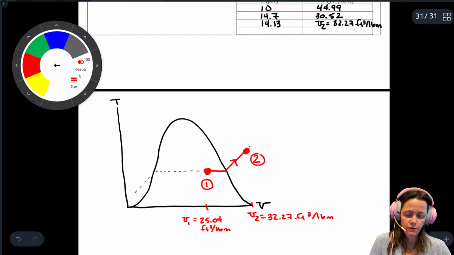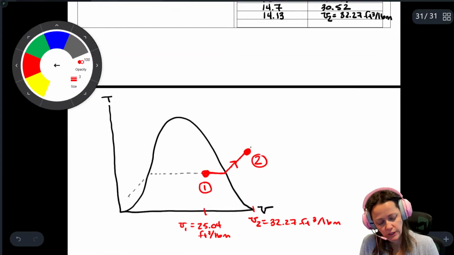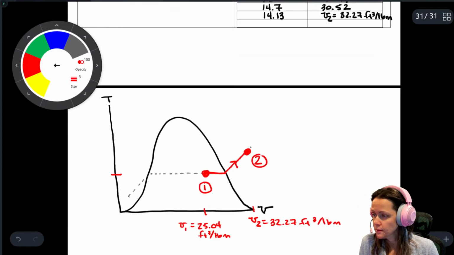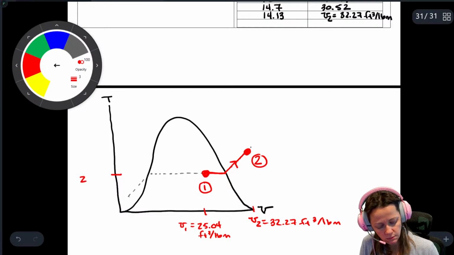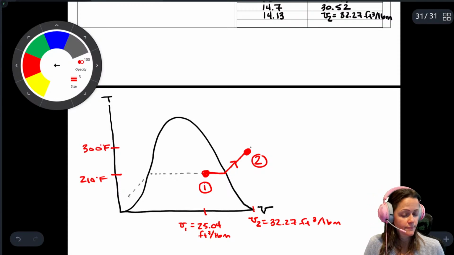But if you just put V1 and V2 and you had it defined up here, that would be, of course, just fine. T1, 10. T2, 100. That's it.